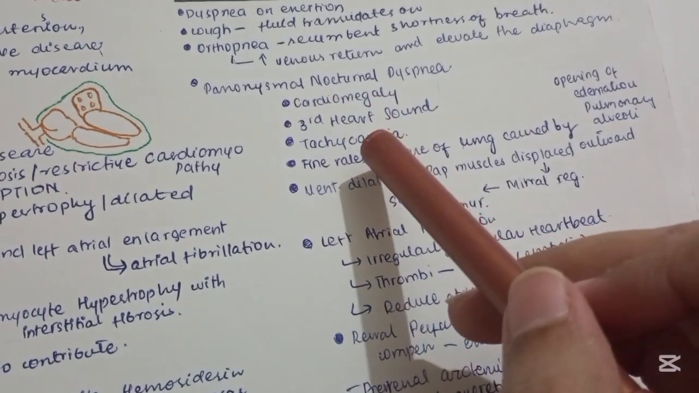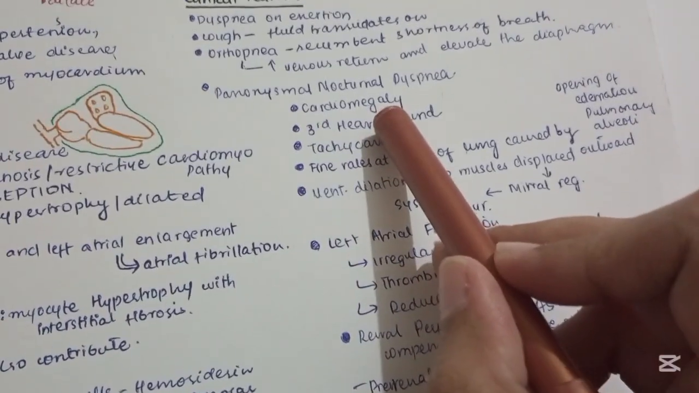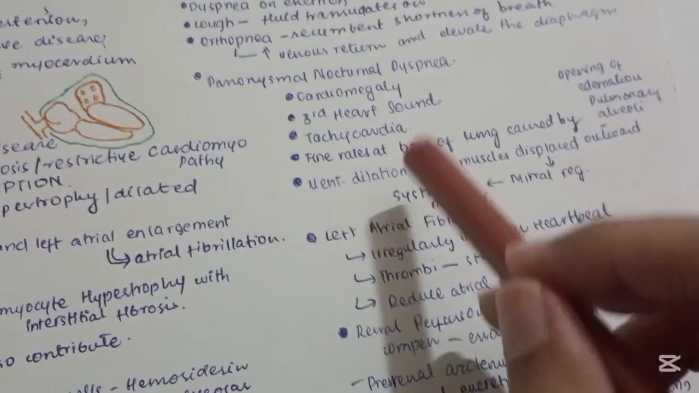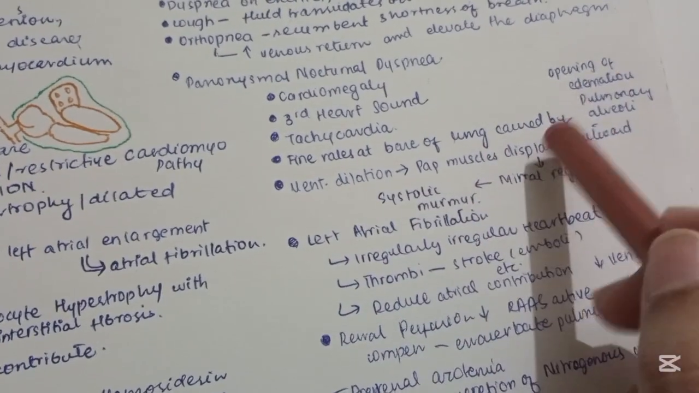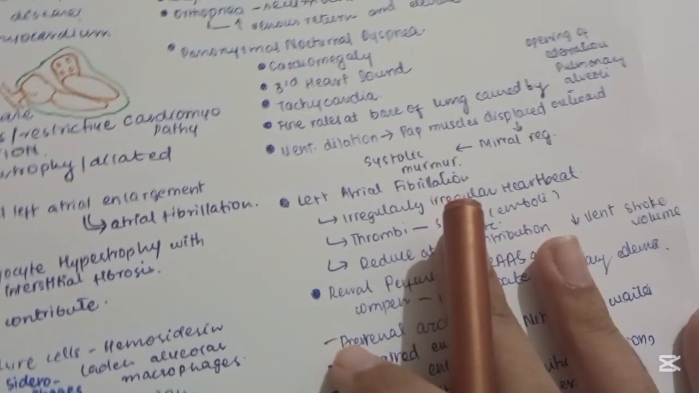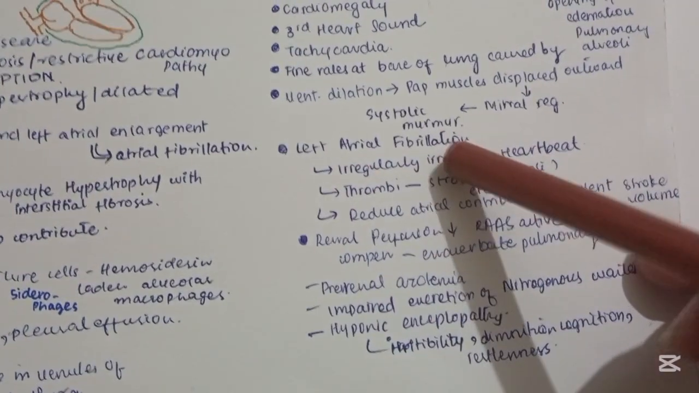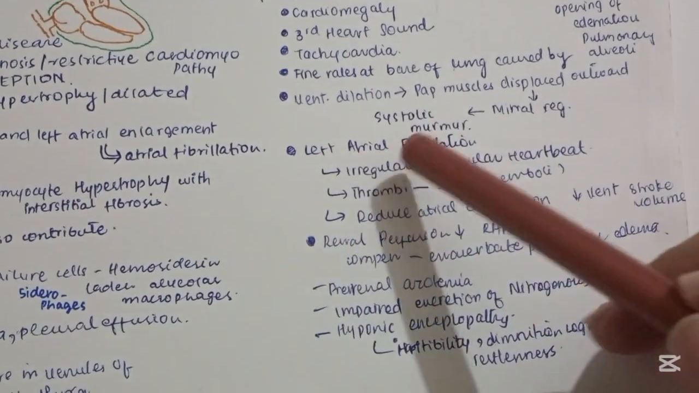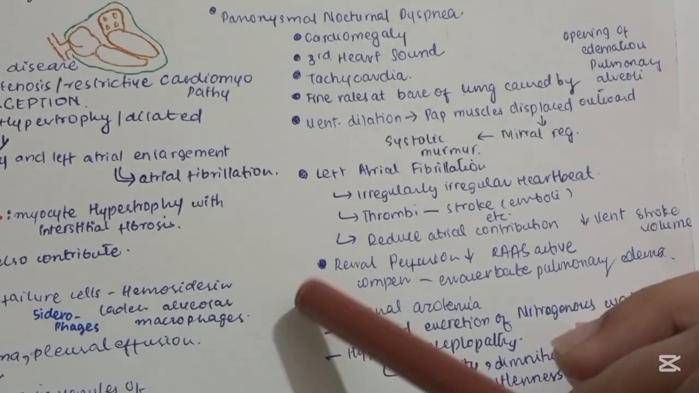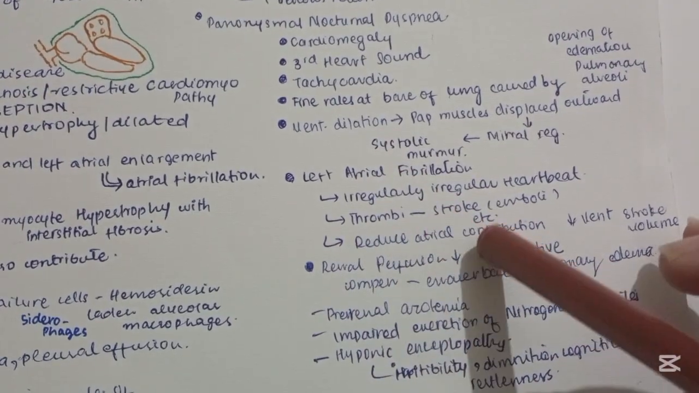Other features can be present but can be absent as well. These include cardiomegaly, an increase in the size of the heart, presence of a third heart sound, tachycardia, fine rales at the base of the lung caused by opening of edematous pulmonary alveoli, and left atrial fibrillation. The feature here is an irregular heartbeat, and because of atrial fibrillation and the stagnant blood there, thrombi can form, and a part of the thrombus can break off and serve as an embolus and can be responsible for stroke.